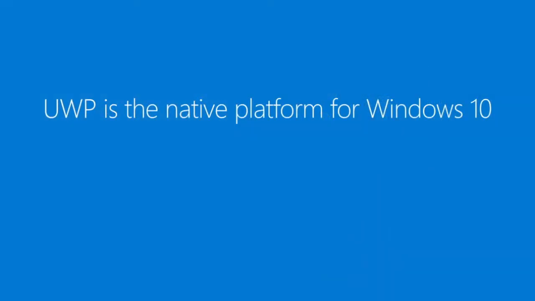UWP is the native platform for Windows 10, just like Win32 was the native platform back in NT or Windows 95. Windows is heavily invested in UWP. All the new experiences that we're building in Windows 10 today are built on top of UWP, whether that's the Action Center, the Start menu, Cortana, all the system apps that come with the operating system. So we have the biggest interest in making UWP the most powerful, most flexible, most secure, most accessible, and most beautiful platform that there is for Windows.